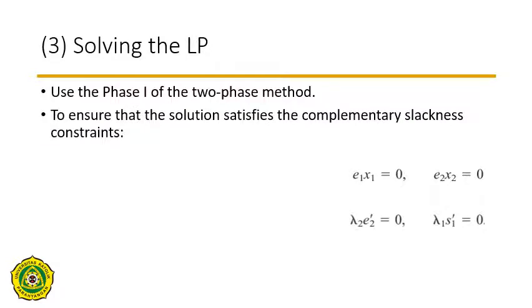However, because we have the complementary slackness constraints, which are these equations: E times X equals 0, lambda times E or lambda times S prime equals 0, we need to make sure that the solution satisfies these complementary slackness constraints. So to do that, we need to modify the phase 1 method a little bit.